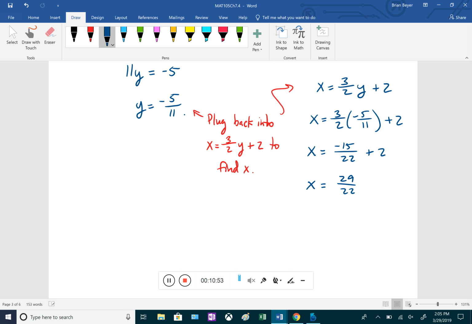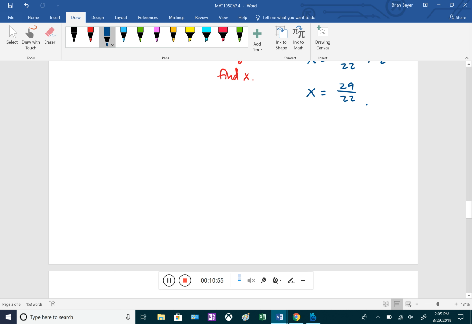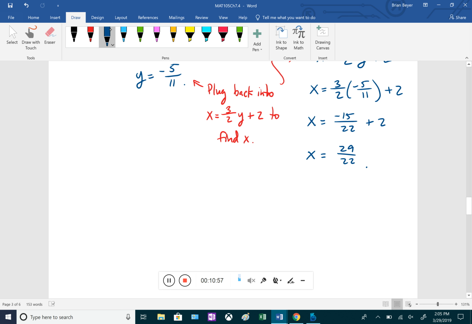So we get fraction answers here, which is okay. So that's going to be our solution with x and y. The solution is the coordinate 29/22, comma, -5/11.